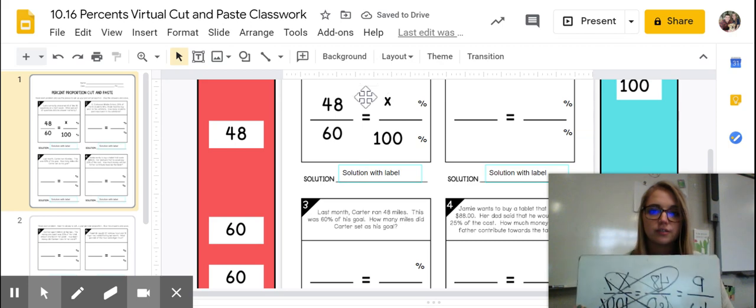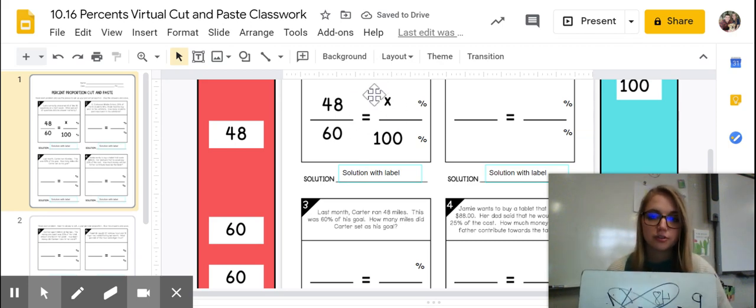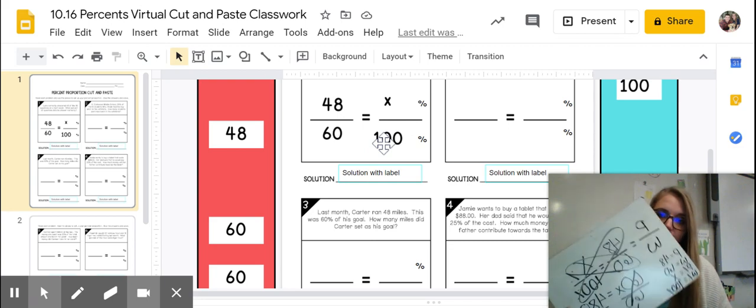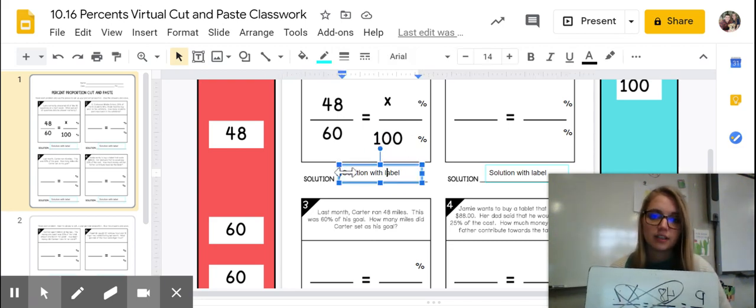Okay. So you set it up on the computer. That's how you show your work. You're showing me how you set up the proportion. Then you're solving it on paper. And then you're going to type the answer in right here.